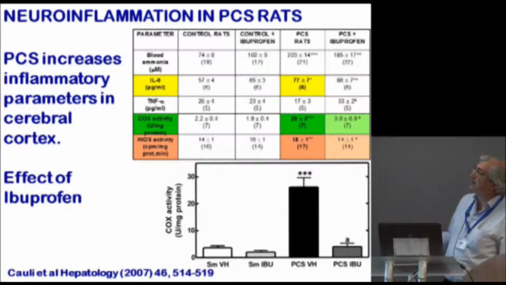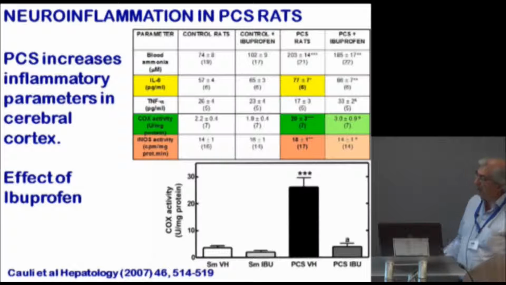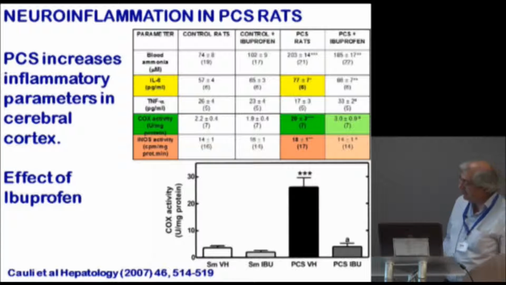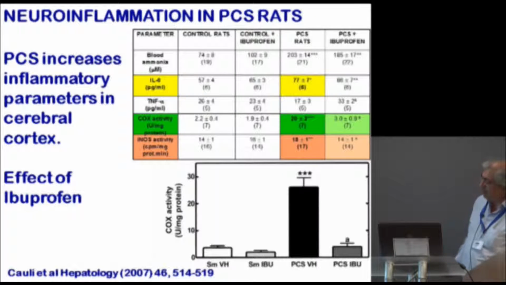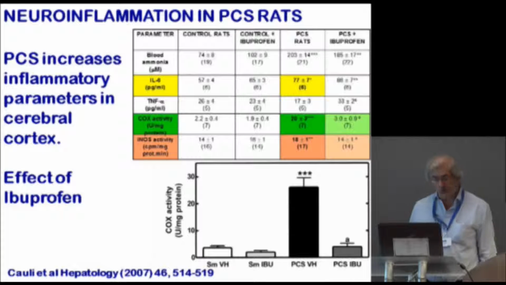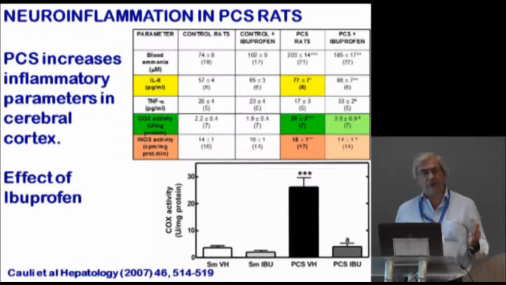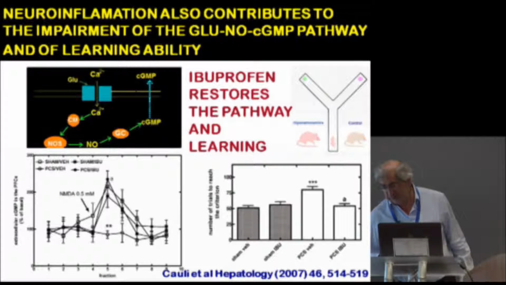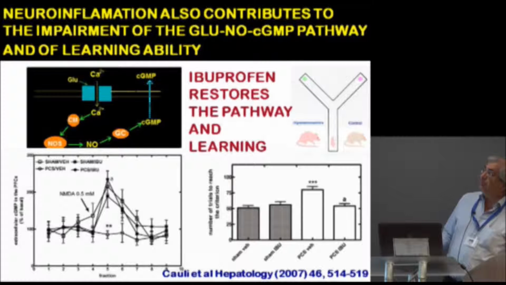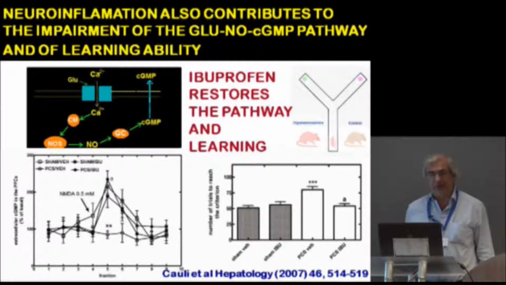factors such as interleukin-6 or the activity of COX, which is strongly increased in the cortex of these rats. And as you can see here, treatment with an anti-inflammatory, such as ibuprofen, normalizes most of these inflammatory factors. Therefore, rats with portacaval shunt show neuroinflammation, which can be reduced by treatment with ibuprofen. The question is whether treatment with ibuprofen will normalize the function of the pathway and learning ability.